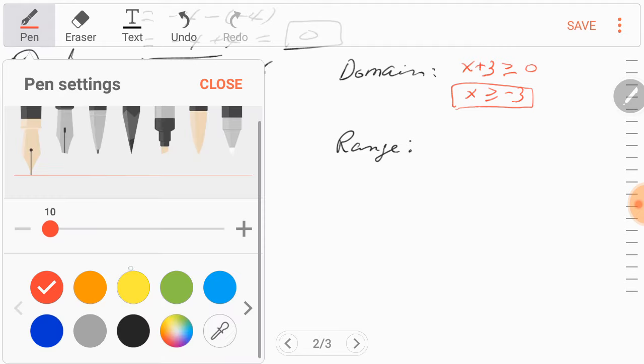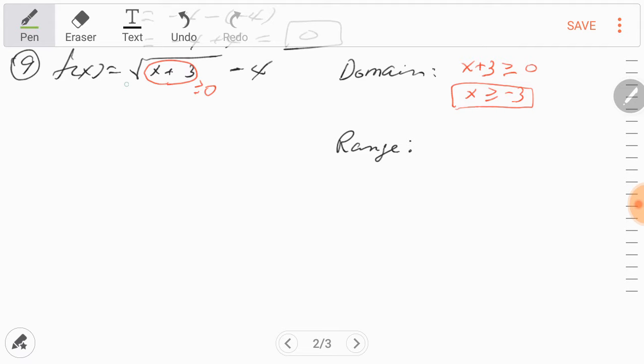Okay, how about the range? Okay, range is, as you can see here, this whole thing is always greater than or equal to 0. Right? The minimum value of the square root is 0. And then this whole value is decreased by 4. So the minimum y value is what? -4. So the range is greater than or equal to -4.